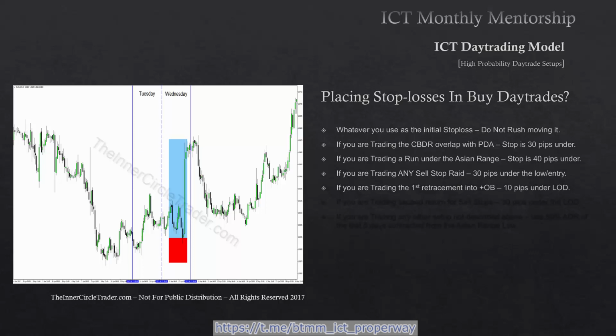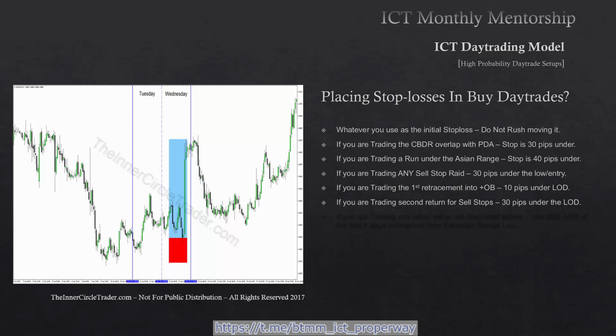If you're trading the first retracement into a bullish order block, you have to be 10 pips under the lowest low of the day. If you're trading the second return for sell stops, in other words, we've had a move lower and then it moves lower one more time, takes out the sell stops, your stop has to be below that 30 pips.